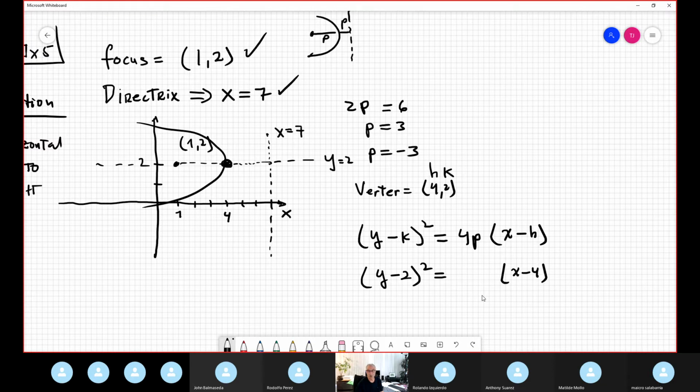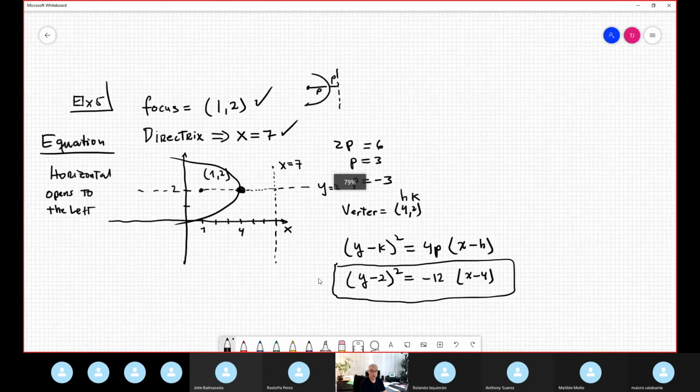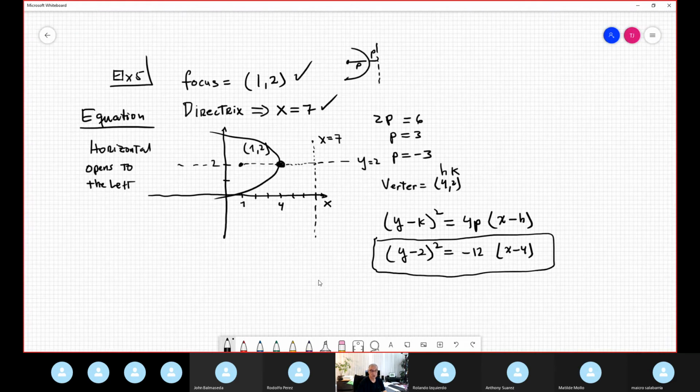Super. And what about 4p? 4p is 4 times 3, which is 12, but actually it's negative 12. Okay, and this is my question in the story. Do you see it's easy? So at the beginning you don't know anything. You start doing the sketch.